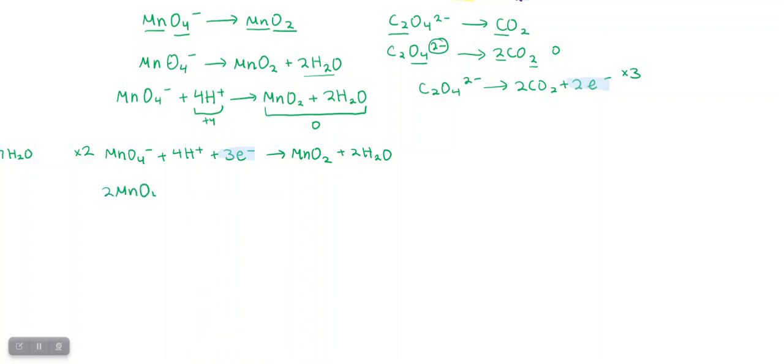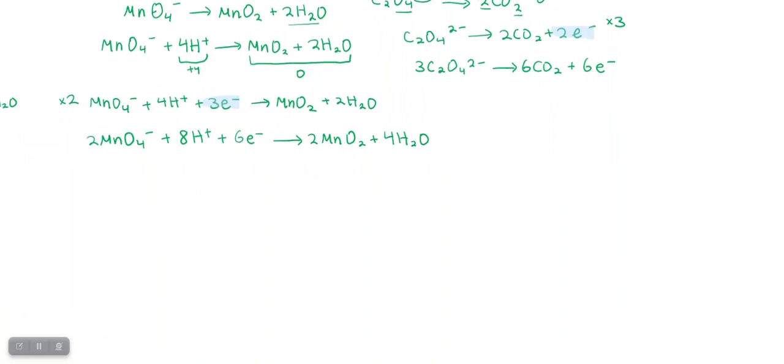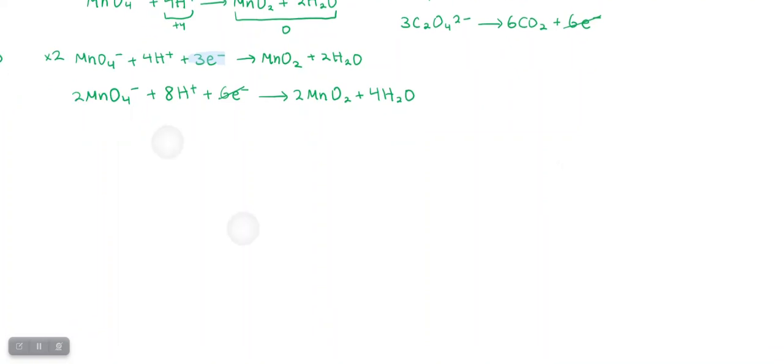So 2MnO4- plus 8H+ plus 6 electrons, gives 2MnO2 plus 4H2O. And then for this one, 3C2O4 2-, gives 6CO2 plus 6 electrons. And then once we have those balanced, we can add our 2 equations together. So these electrons are going to cancel out, and that's about it. So now we'll just add it all together.